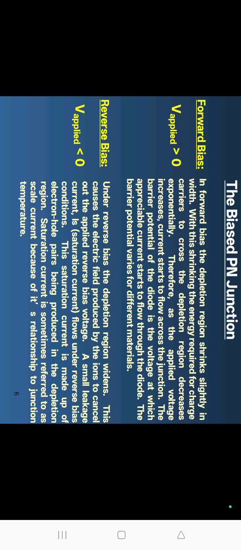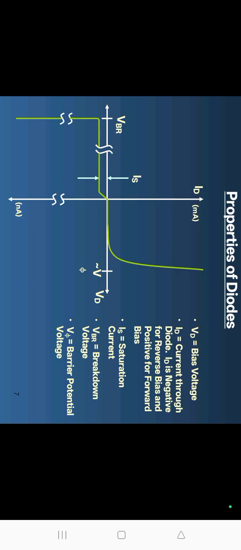The saturation current is made up of the electron-hole pairs produced in the depletion region. Saturation current is sometimes referred to as the scale current because of its relationship to junction temperature. Next is the PN junction diode characteristics curve. Here we draw the diode current against the diode voltage. VD is the bias voltage, ID is the current through the diode. ID is negative for reverse bias and positive for forward bias. IS is the saturation current, VBR is the breakdown voltage, and VF is the barrier potential voltage.